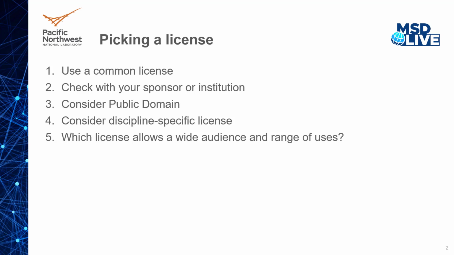When choosing a license, your first step will be to check if your funder or institution has any specific requirements about licenses. If they have no preference, then consider using one of the public domain dedication licenses. If your discipline usually uses a specific license, then you could consider that as well. Finally, to make reuse as likely as possible, choose a license which makes data available to the widest audience possible and allows the widest range of uses. Now, let's go look at some of these licenses.